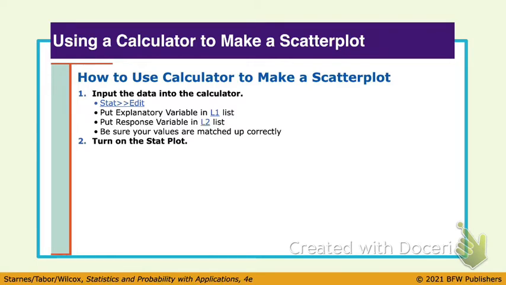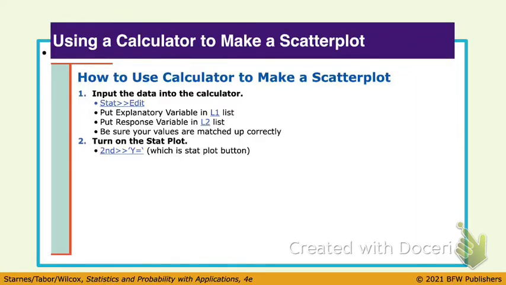You're going to turn on your stat plot. To do that, you go to second and y equals. Stat plot is under second and y equals. Do we do that before we go into stat edit? No. This is the order you have to go in. You put the data in first, stat edit. Then you go to stat plot, which is second y equals. That's where your stat plot button is.